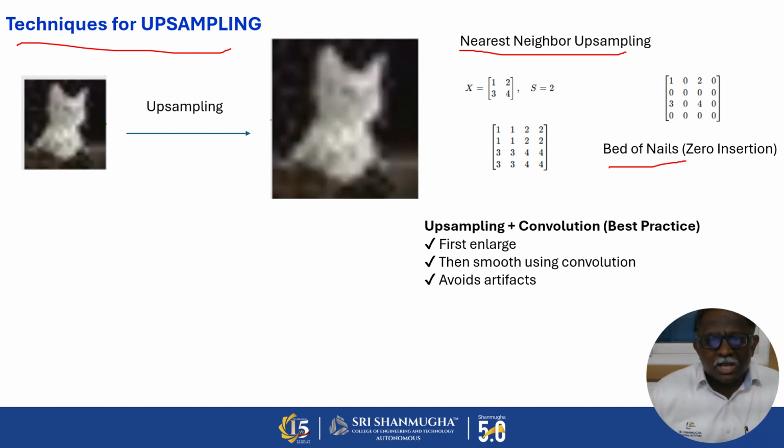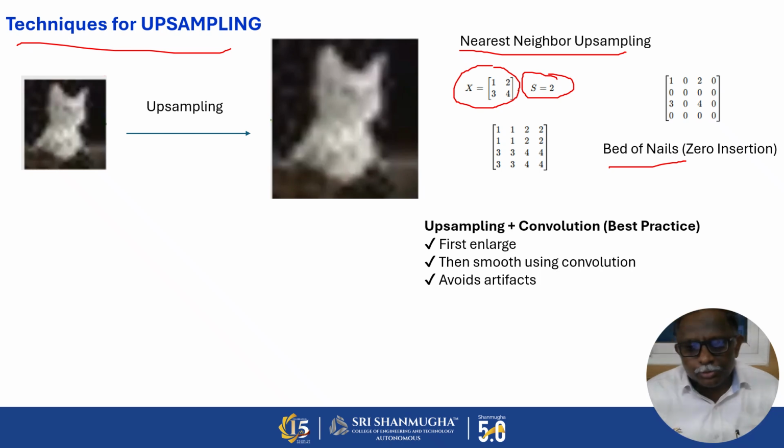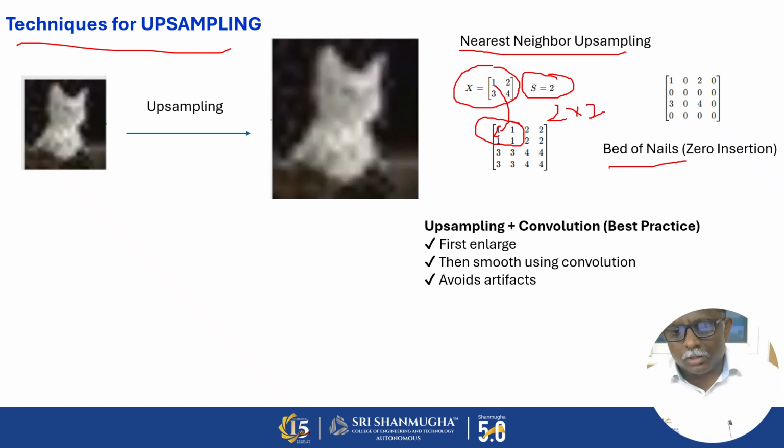So basically, X is our input image, and this is the scaling factor 2. In nearest neighbor upsampling, we take the values of the nearest neighbors to occupy the corresponding pixel value. If you look at this, here we have 1, the scaling factor is 2, and it's a 2 cross 2 matrix. What we get here is 1, 1, 1, 1, so totally we have 4 elements.